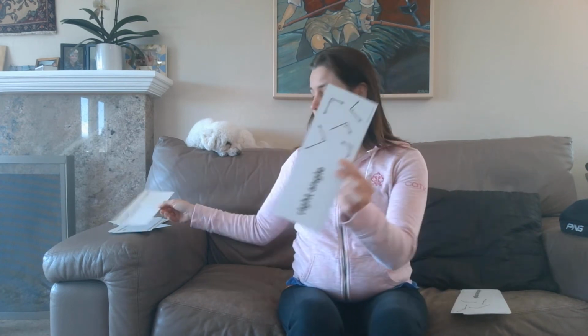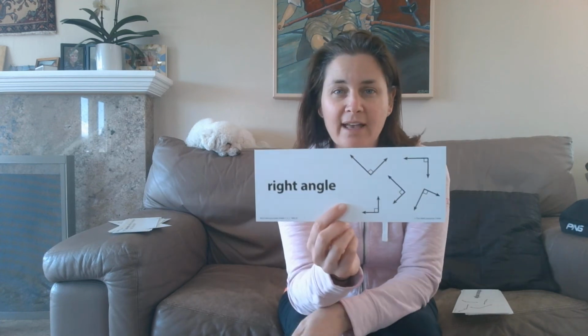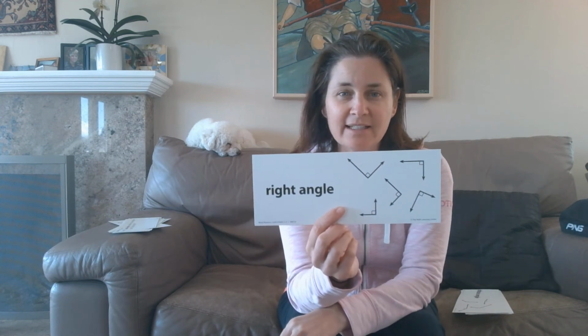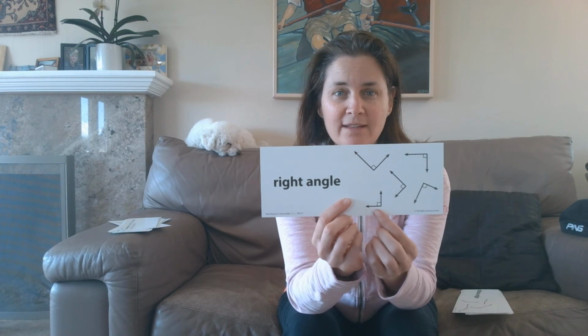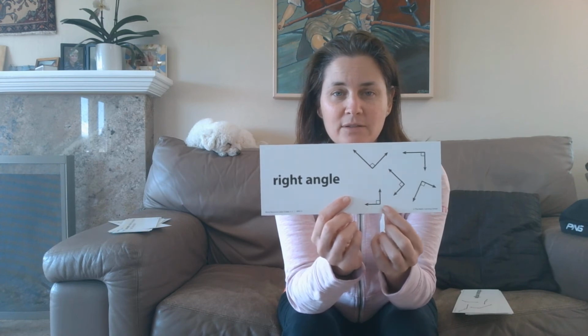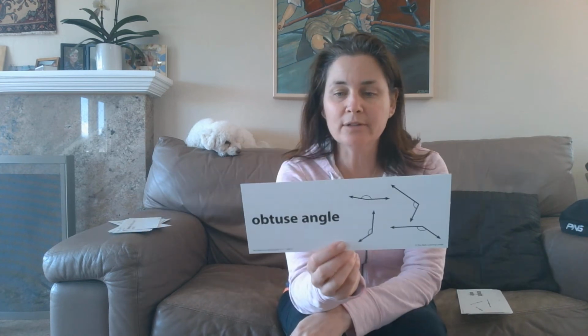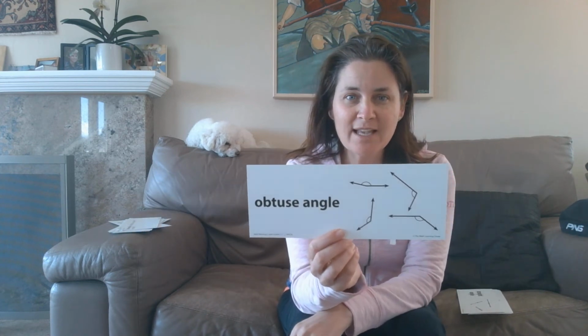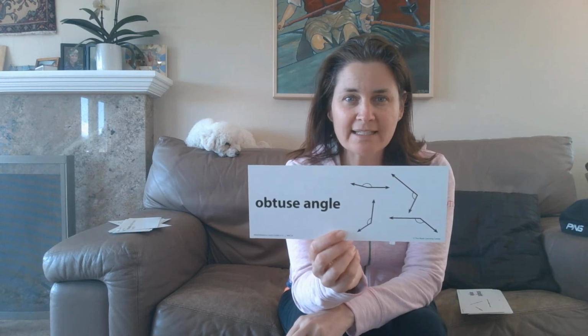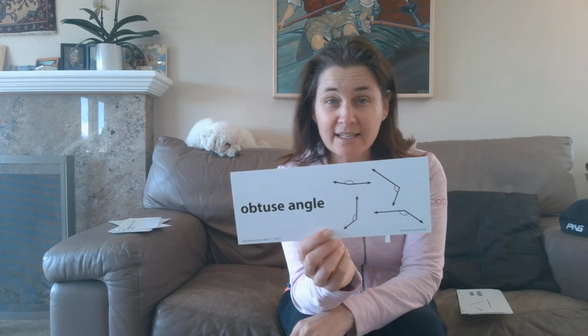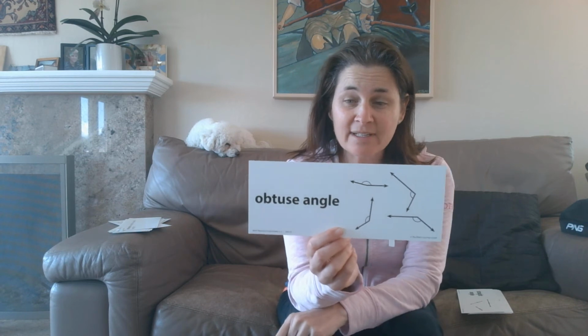From acute, we go to right angle, and a right angle has an exact measurement of 90 degrees. And so that's where you can make that perfect little square inside the angle. From right angle, it moves on to obtuse angle, and the obtuse angle has a measurement between 90 degrees, it's more than 90, and less than 180.